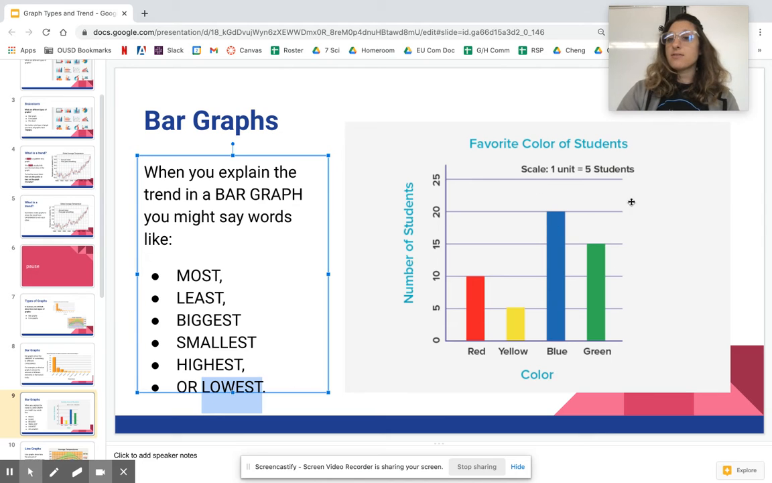For example, I could say the trend of this graph is that most students, see how this says most, like the color blue because that's the highest bar. I could also say the highest number of students like the color blue. Then I could say yellow is the color with the smallest amount of students who say it's their favorite. So these are words that talk about amount. And when you're talking about a bar graph or giving a bar graph trend, you might use those words.